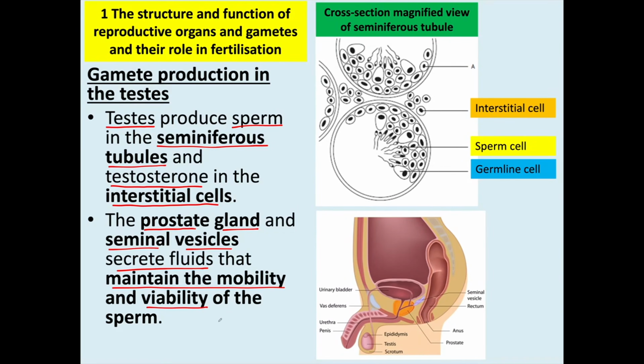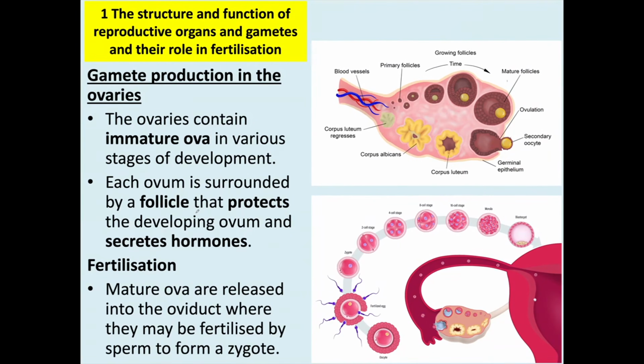So that's what we need to remember about gamete production in the testes, okay? They are produced in the seminiferous tubules. Testosterone is released from the interstitial cells, and the prostate gland and seminal vesicles secrete the fluids that help to maintain the mobility and viability of our sperm. On to gamete production in the ovaries.